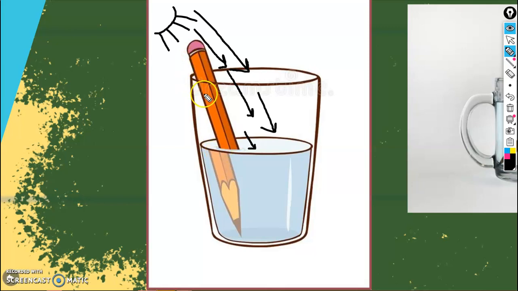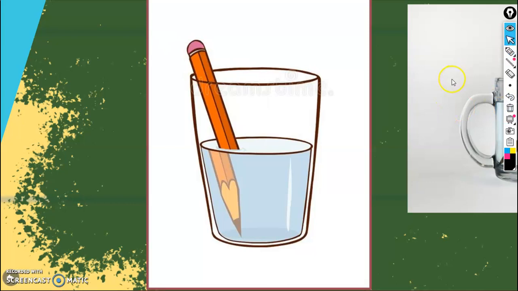So we have this pencil, and also you can try this experiment at home. Once we place this pencil inside a glass of water, we will observe the pencil broken or bent. Why? This is because of refraction of light. The light rays travel through different media. The first medium is the air. Then it will pass through the water. So it will change its speed.